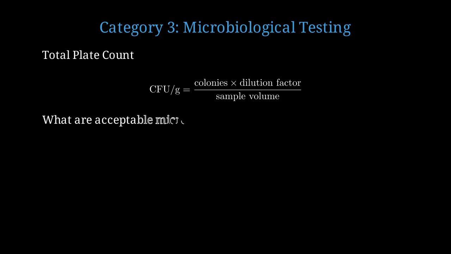This raises an important question. What are acceptable microbial limits? For ready-to-eat foods, total plate count should be below 100,000 CFU per gram. For raw ingredients, limits are higher. Specific pathogens must be tested: Salmonella, Listeria monocytogenes, E. coli O157:H7. These must be absent in 25-gram samples for most ready-to-eat foods.